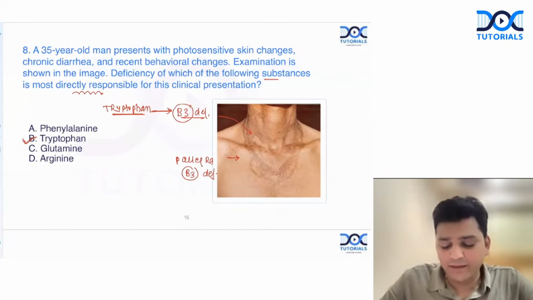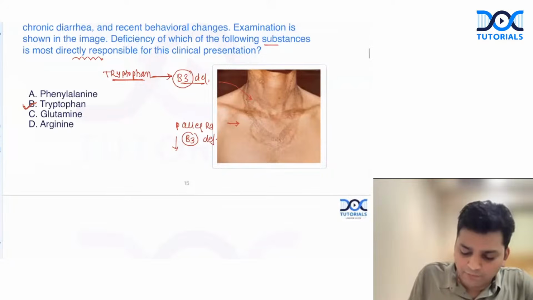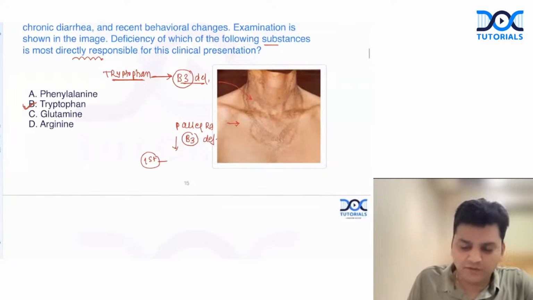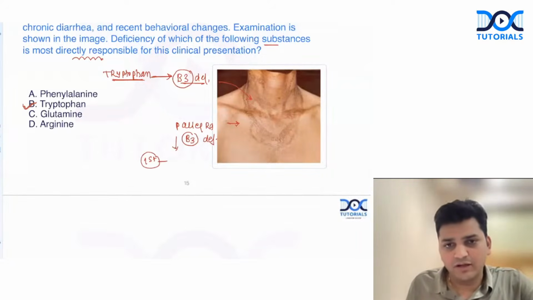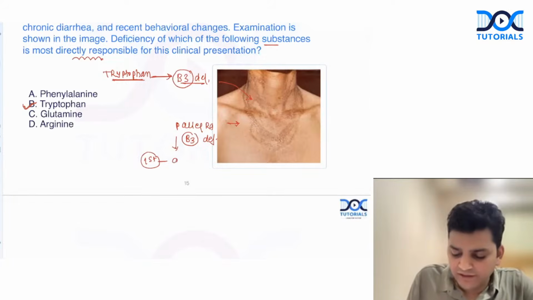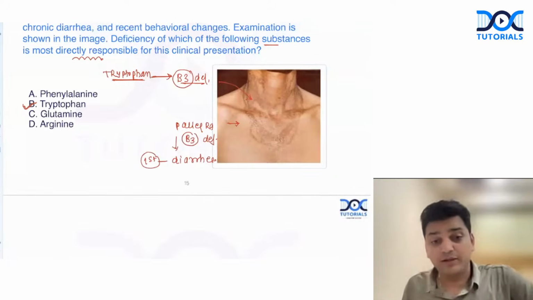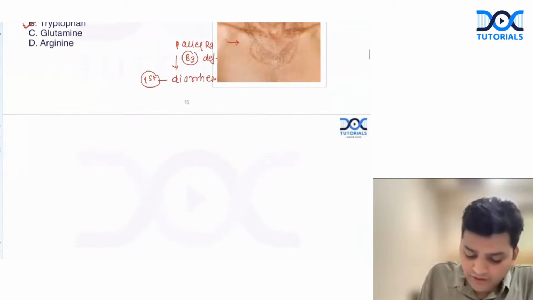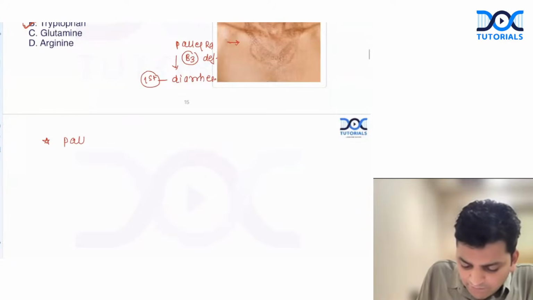Now, can you tell me what is the first symptom of pellagra? Is it diarrhea or dermatitis? What is the first thing that is going to be there? The first is going to be diarrhea. Then there is going to be dermatitis. That is going to be the casal necklace appearance.